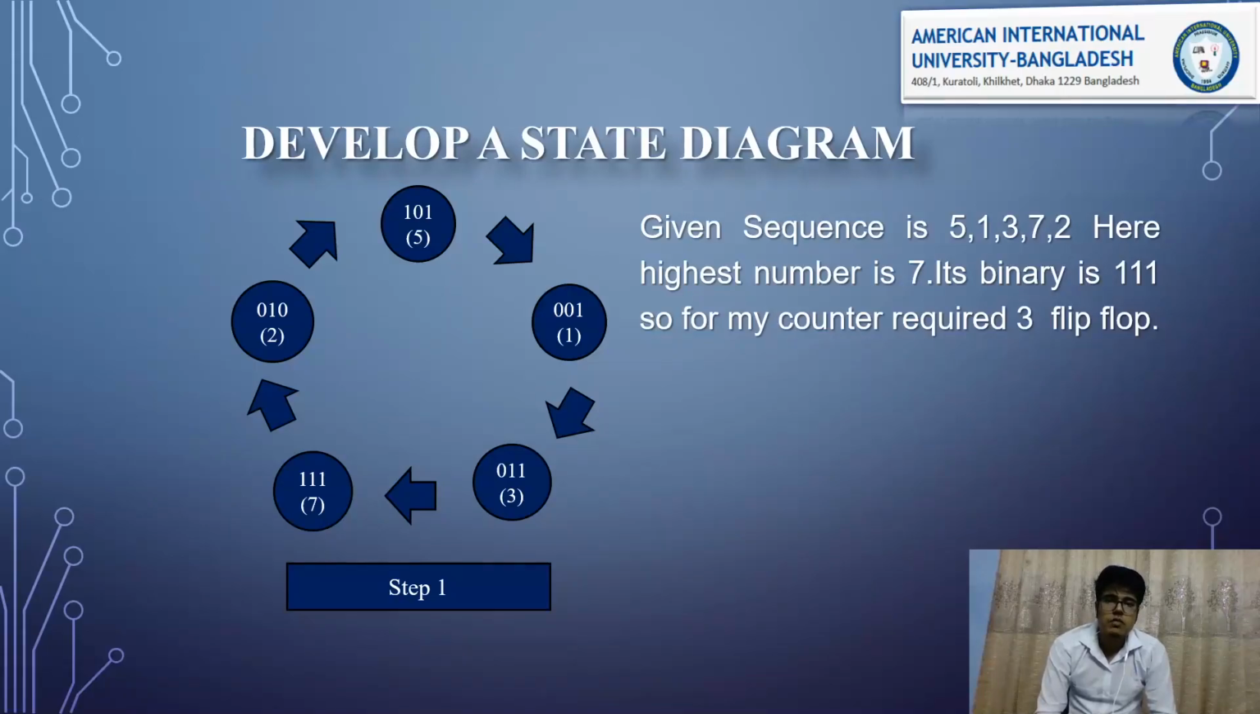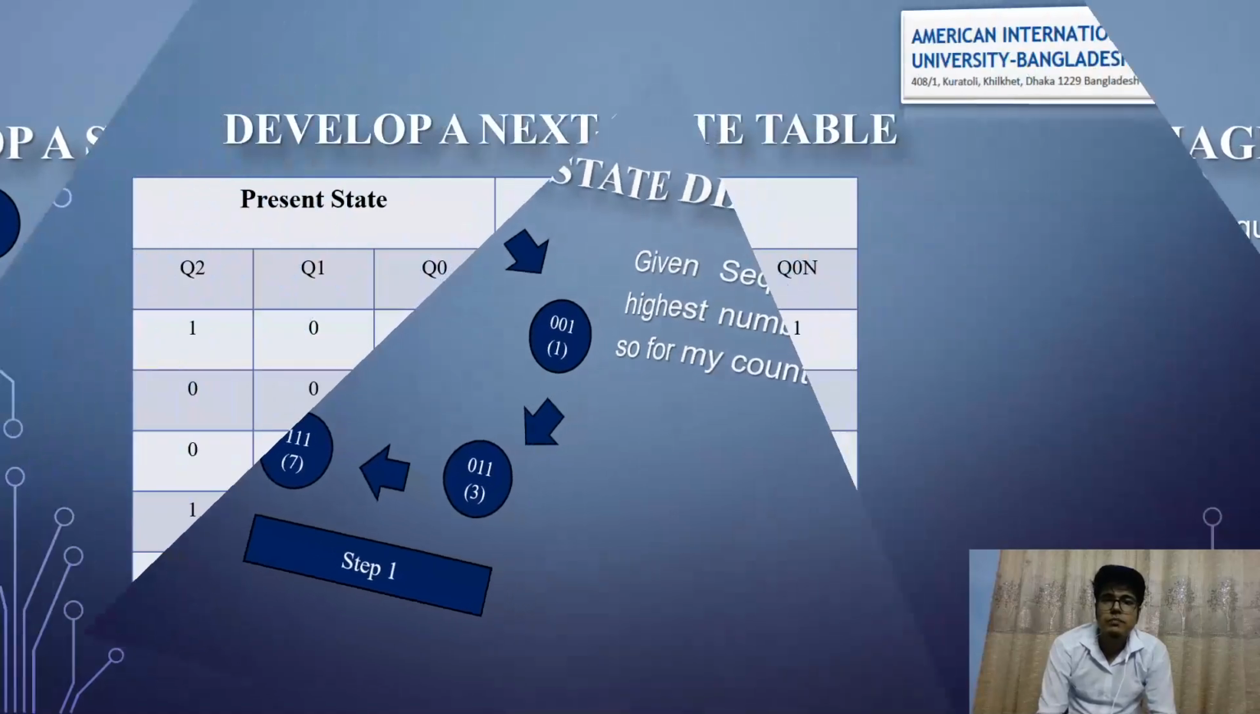By the sequence we can see 5, 1, 3, 7, 2. In those, the highest number is 7 and its binary is 111. So my counter requires only 3 flip-flops. So this is how a state diagram looks.